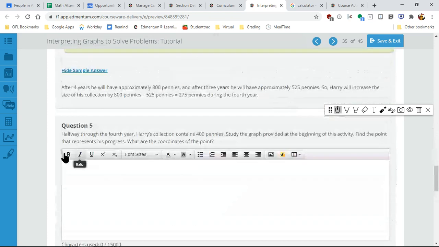So I'm going to say he's 300 below his goal. Find the point. What are the coordinates of this point? If it's asking for the coordinates of this point, we're going to do 3.4 because it's halfway in between years 3 and 4. And he is at 400. This is 300 below his goal. That's all we're doing.